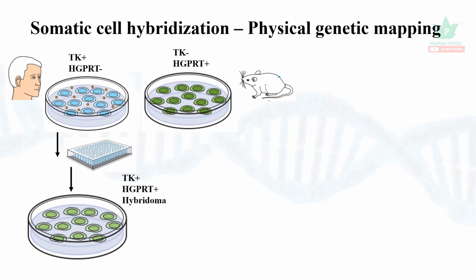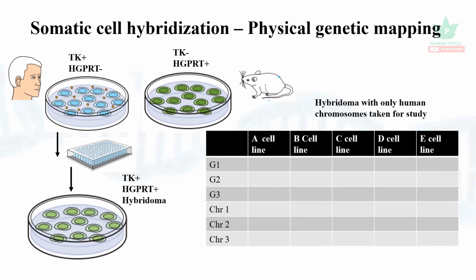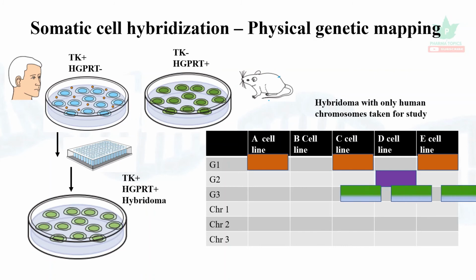There are possibilities that the entire mouse chromosome gets deleted. There are possibilities that the entire human chromosome gets deleted, or partially also. So in this, the hybridoma cells with only human chromosomes are taken for the study and they are cultured continuously. So you get different cell lines. Let us take G1, which is a gene, and when they culture, it is present in A cell line, C cell line, and E cell line, and G2 is present only in the D cell line. Next is G3. In this case, it is also present in A cell line, C cell line and E cell line. So this gives a relationship between these two genes.